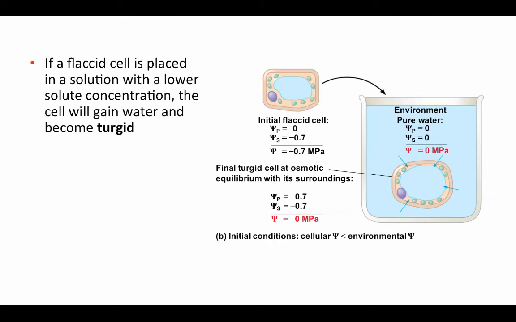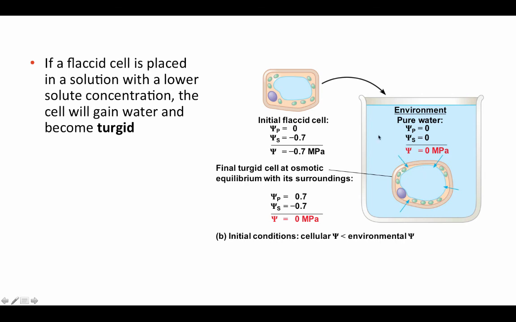So now let's take that same flaccid cell with a pressure potential of 0 and a solute potential of negative 0.7, and now let's put it in an environment of pure water. So in this case, the pressure potential is 0, the solute potential is also 0, and so now we've got a total water potential outside the cell of 0, total water potential inside the cell of negative 0.7, so water's going to move from the higher water potential of 0 to the lower water potential of negative 0.7. Water's going to move into the cell.